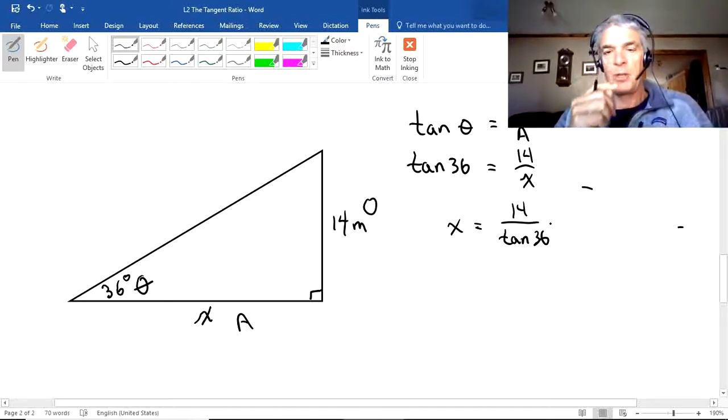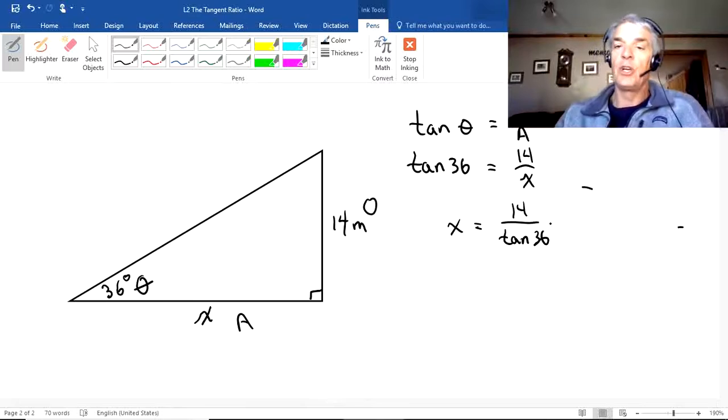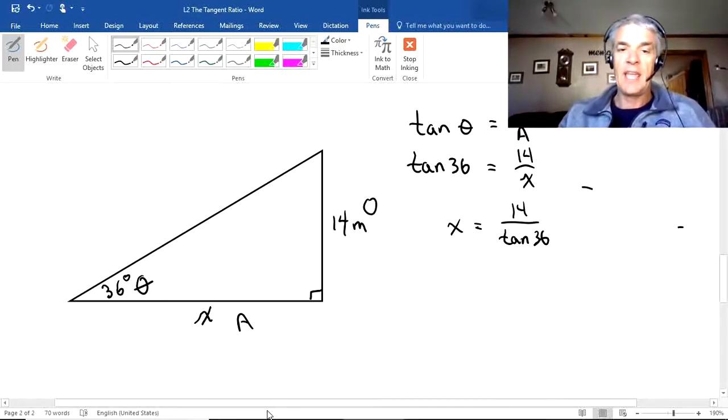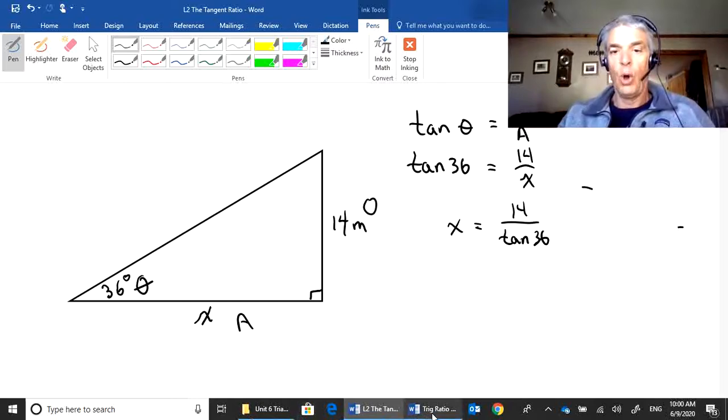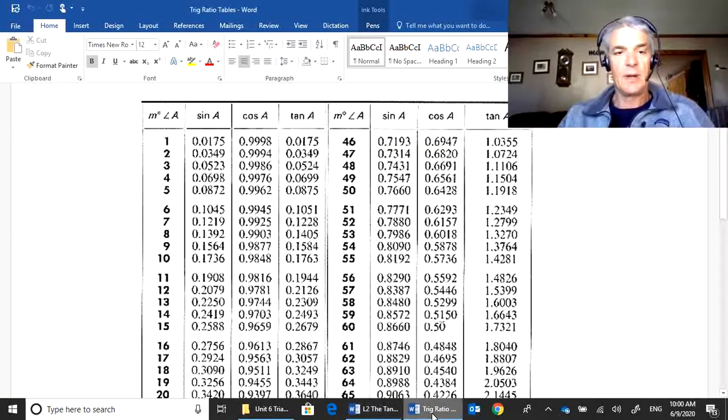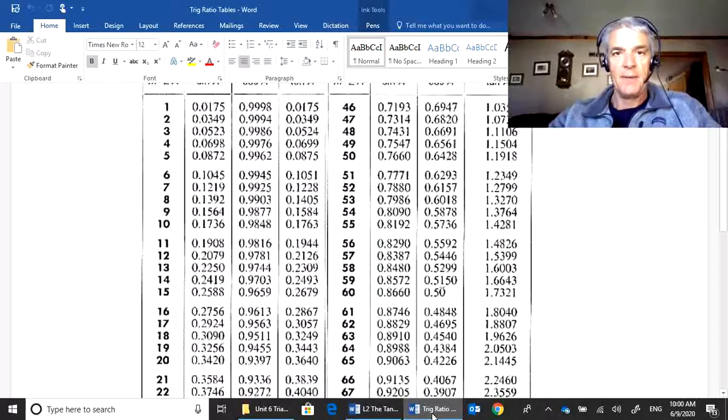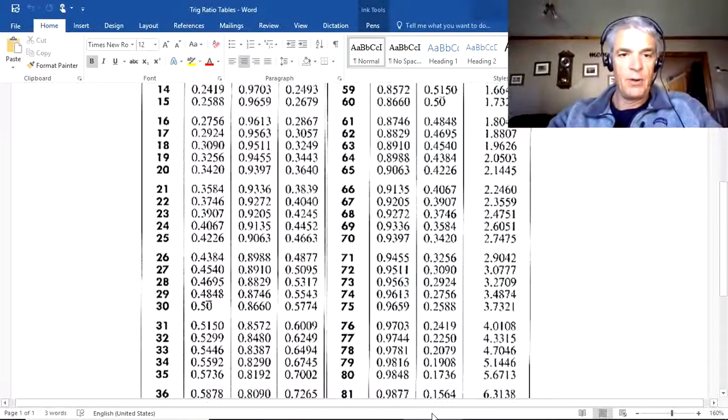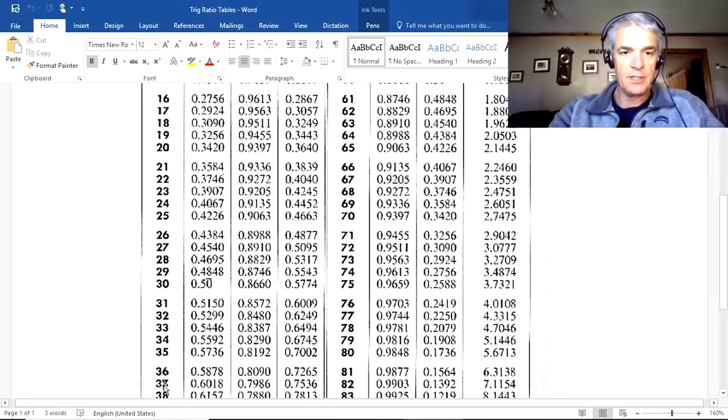You're in really good shape. You don't have to do anything. If you don't, you're going to have to look up tan 36, okay? Now, you can do that with the calculator on the computer, right? Or we can use this table, right? 36 tan. Well, I'm looking for the angle of 36 right here. There's 36. This is sine. This is cos. Tan.